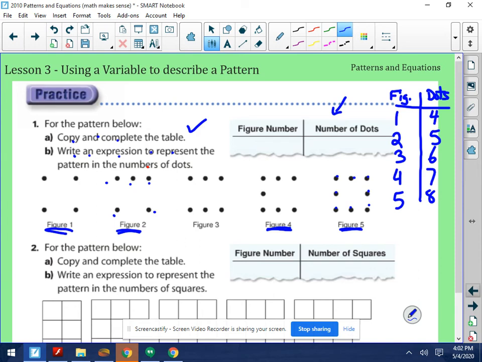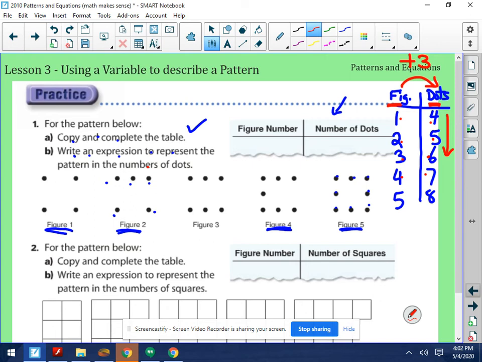So some people might think, well, the expression is what's going on here. No. We have to think of that relationship. What do we have to do to each of the figures to get the number of dots? Well, what do we do from 1 to get to 4? From 2 to get to 5? From 3 to get to 6? From 4 to get to 7? We're going to have to add 3.